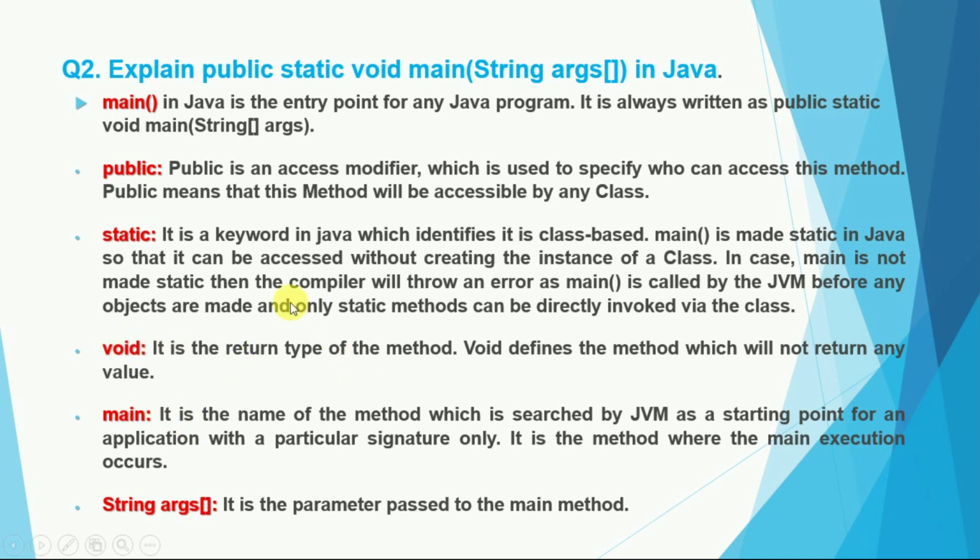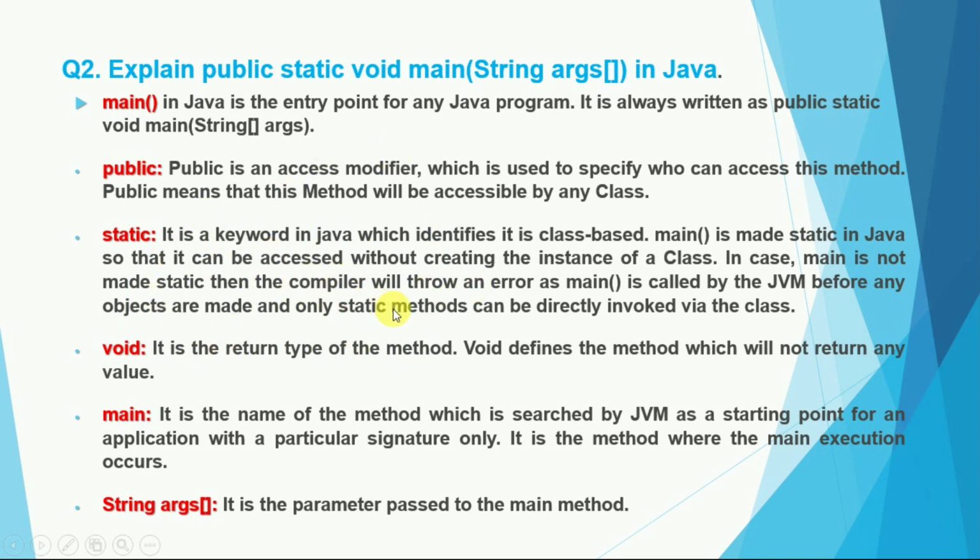Then the compiler will throw an error, because main is called by the JVM before any objects are made. So if we don't use static in our main method, the compiler will throw an error, as main is called by the JVM before any objects are made, and only static methods can be directly invoked via the class. So we actually don't need any object for this method if we use static. If we use a static method, we don't need any object to initialize and to call this method.